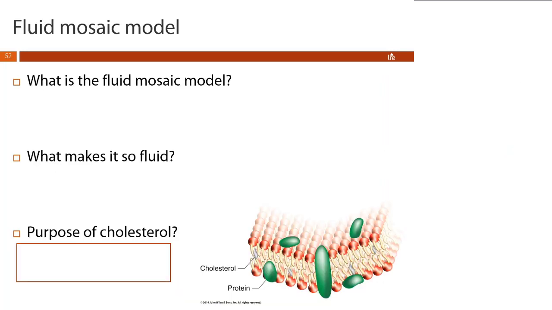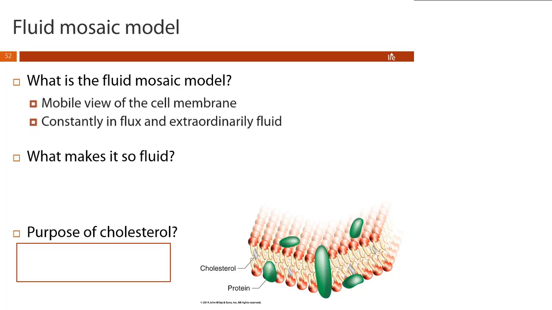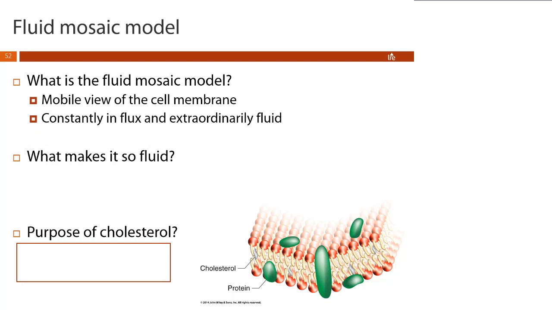Okay, so now that you guys have a little bit of an introduction to the lipids that make up our cell membranes, let's talk about the membrane itself. And we're going to do that with what's called the fluid mosaic model. So this is a mobile view of the cell membrane. And this is the idea that our cell membrane is constantly in flux and it's extraordinarily fluid.